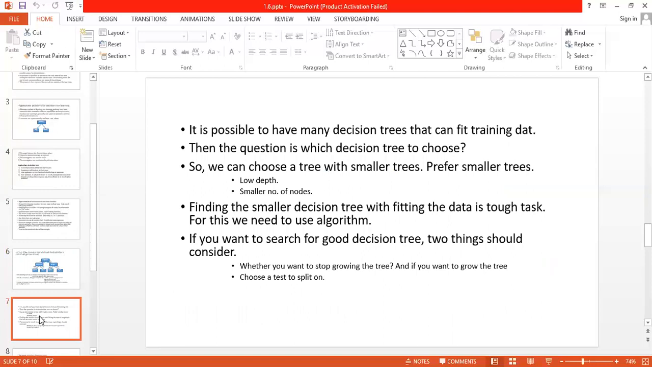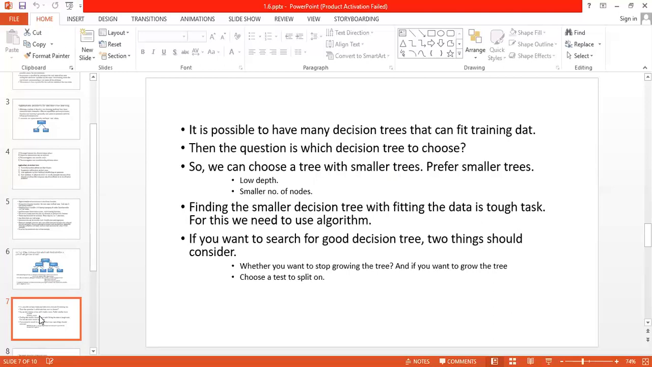Now, it is possible to have many decision trees that can fit training data. Then the question is which decision tree to choose. Because what happens, whenever we have to do some calculations, there might be a possibility that some values may come equal. In such cases, one can choose first node as a root node, one can choose second node as a root node. So it is also possible.